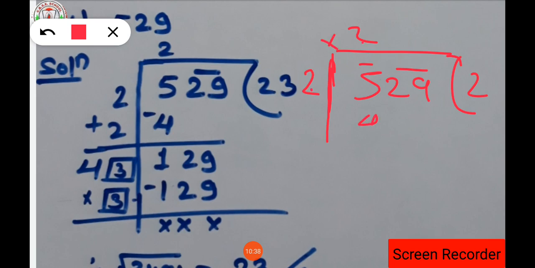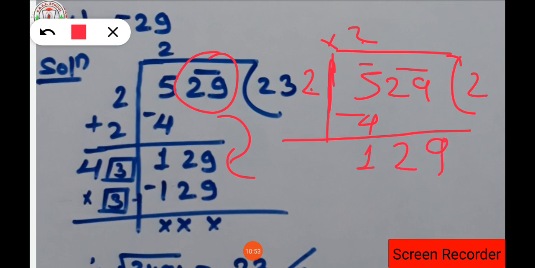2 into 2 is 4. That 4 we will write under the 5. So 5 will be subtracted with 4. How much is left? The remainder is 1. Now this 29 comes down together in the next step. So what is the number? 129. Now what will we do?